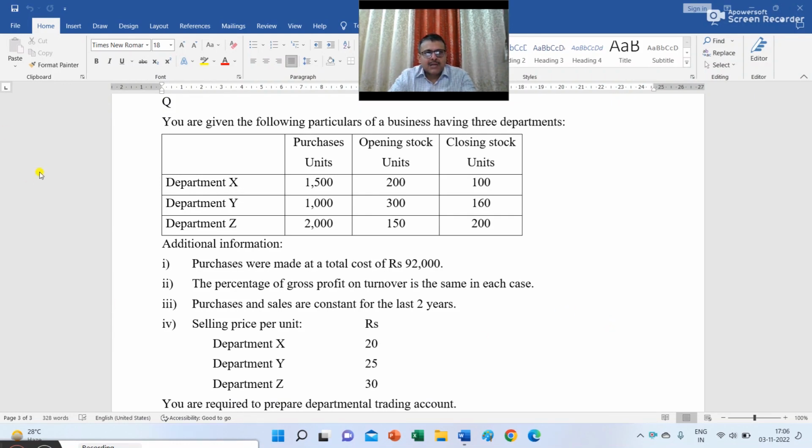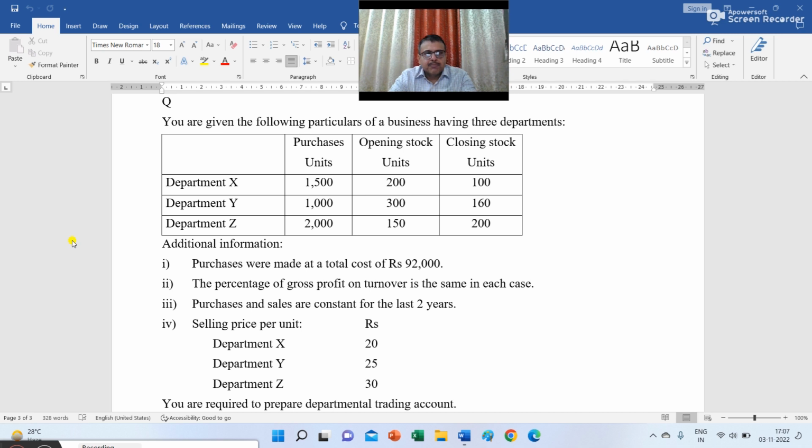So we have a Department X, Department Y and Department Z. Purchase units 1500 for Department X, 1000 units for Department Y and 2000 units for Department Z. Opening stock 200 units for Department X, 300 units for Department Y and 150 units for Department Z. Closing stock 100 units of Department X, 160 units of Department Y and 200 units of Department Z.